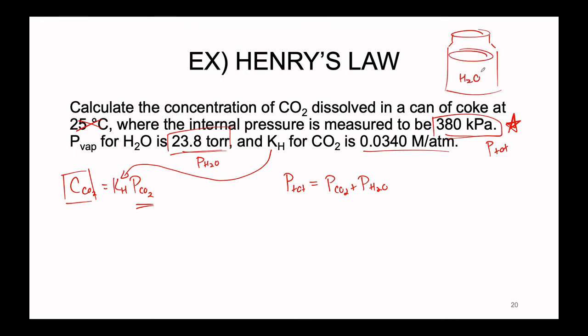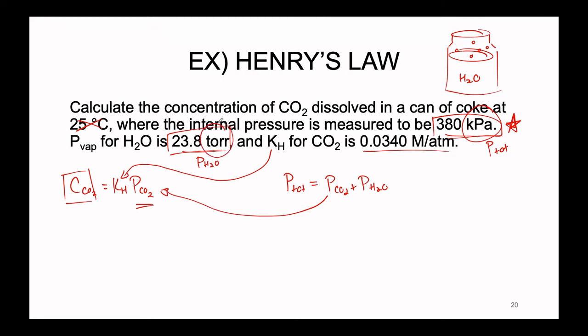Carbon dioxide is added to the water, flavorings are added to the water, but so long as you have water present inside of the can, there's always going to be a little bit of vapor pressure coming off of this liquid. All right, so we're going to assume that the total pressure is equal to pressure of carbon dioxide plus pressure of H2O. So here we could, in theory, just insert our variables, solve for pressure of carbon dioxide, plug that on in over here, and then calculate our concentration. But there's a problem. Our total pressure is in kilopascals.